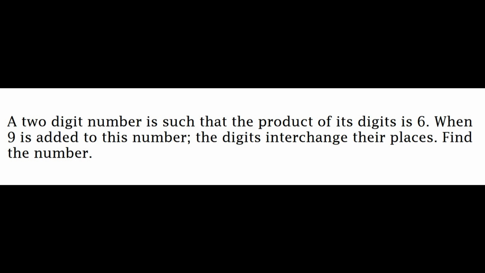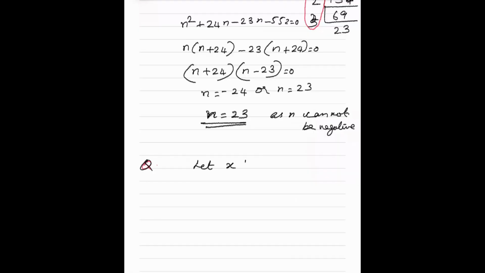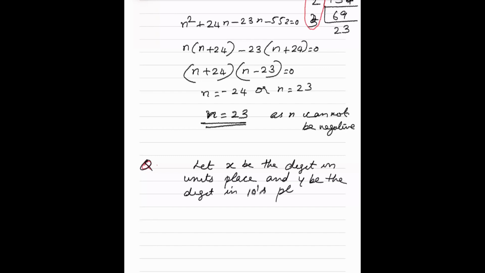A two-digit number is such that the product of its digits is 6. When 9 is added, the digits interchange their places. Find the number. Let x be the digit in units place and y be the digit in tens place. Then the number is y into 10 plus x, or 10y plus x.